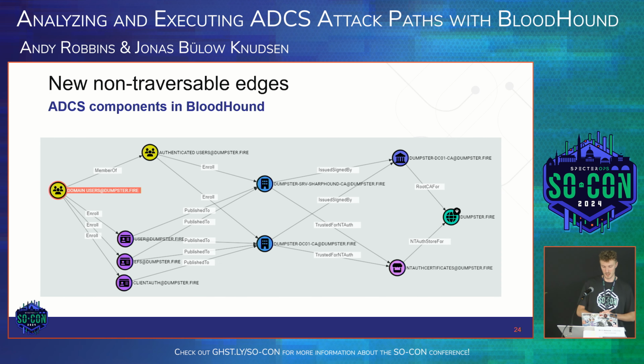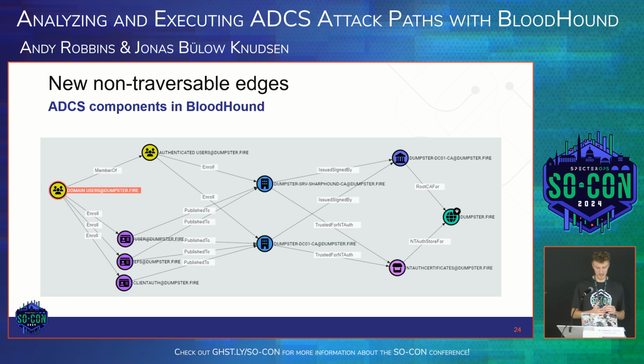And here are some of the non-traversable edges that we have included for ADCS. So let's start from the right. We can see we have this domain node here, and it's my dumpster fire lab environment. And we have a root CA, which has a RootCAFor edge to this domain. So that tells us that this root CA node belongs to this domain. There's likewise also an NTAuthStore, which has an NTAuthStoreFor edge to the domain.